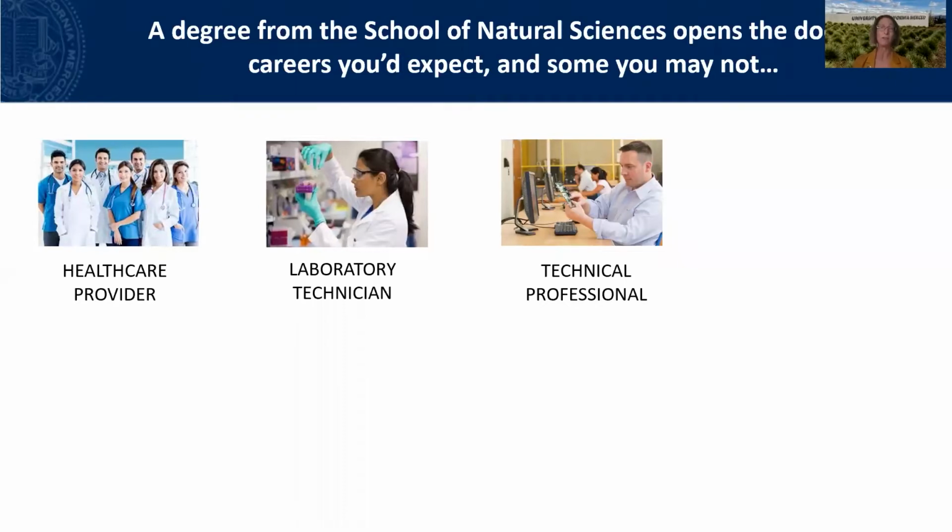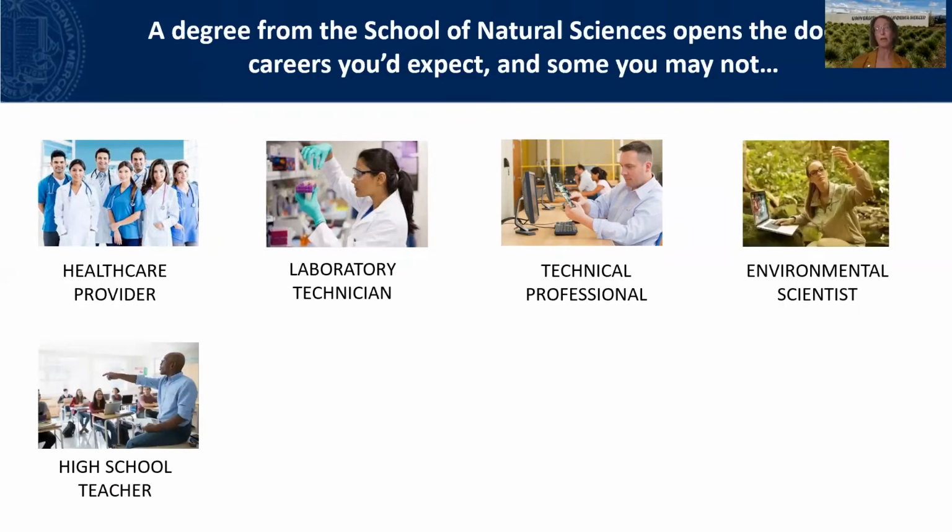We have students that have gone on to work at Gallo. We have students that have gone on to work at places like NASA as technicians, as well as the Lawrence Livermore National Labs. So there's all those things that you might think about normally, but then there's some other ones you might not think about. For example, environmental science. There are a lot of jobs out there in environmental science, anywhere from the county level and city level to the United States Geological Survey. High school teaching is another one.